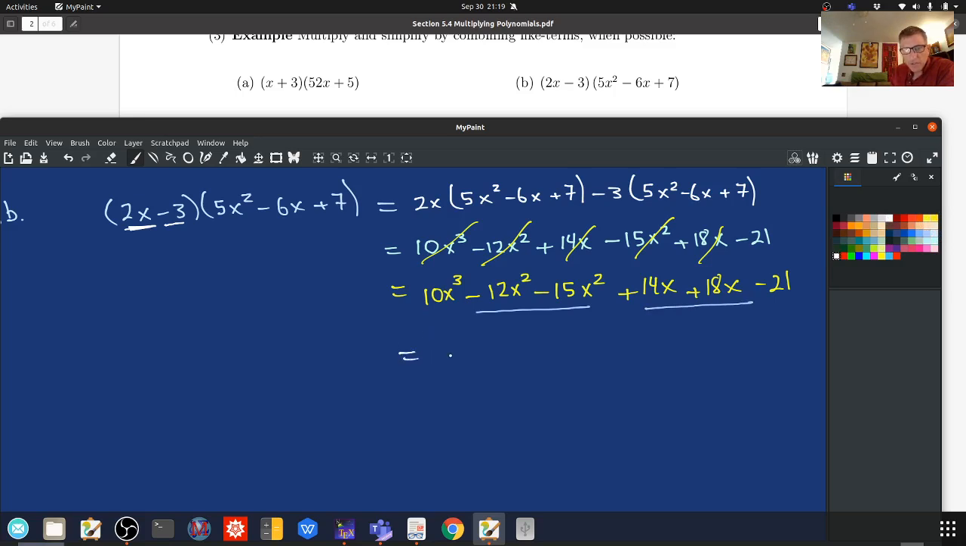So the answer turns out to be 10x cubed. Minus 12 minus 15 is minus 27x squared. 14 plus 18 is plus 32x, and then I have minus 21. So 10x cubed minus 27x squared plus 32x minus 21.